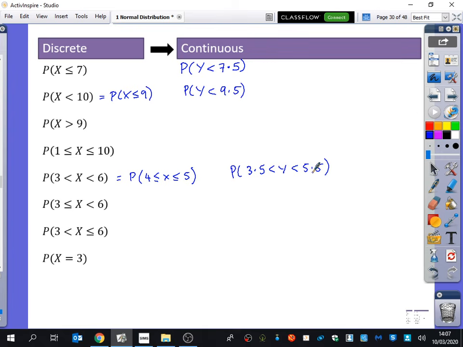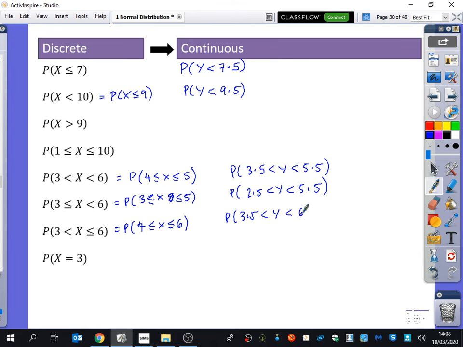So then for the second one, you would only convert the 6 to 5. So this is now just going to be the probability that x is between 3 and 5, which means the probability that y is between 3.5 and 5.5. And then the last one would be between 3.5 and 6.5, because it's got to be greater than 4 and less than or equal to 6.